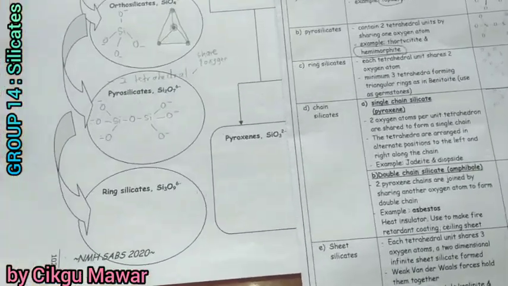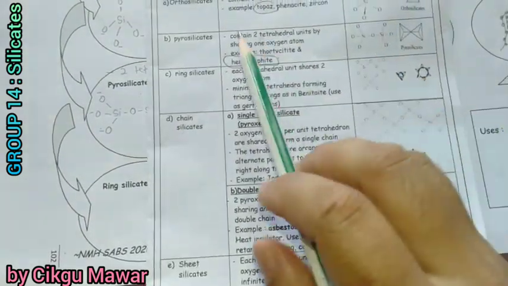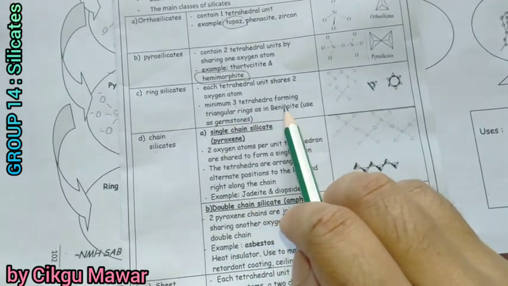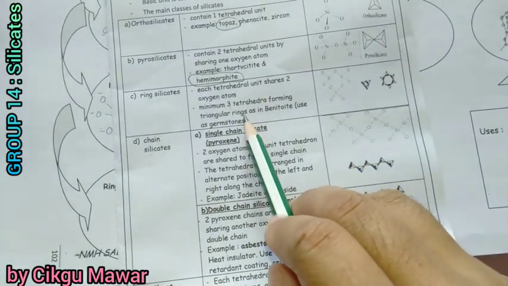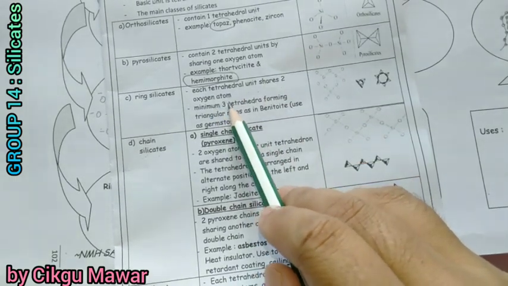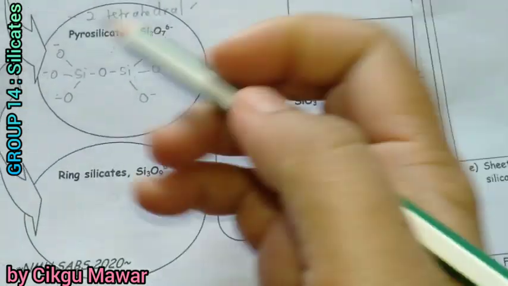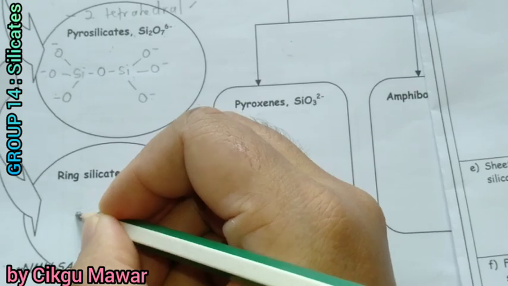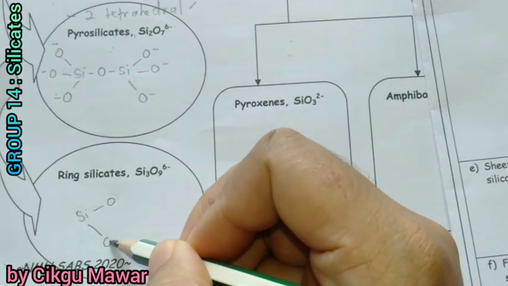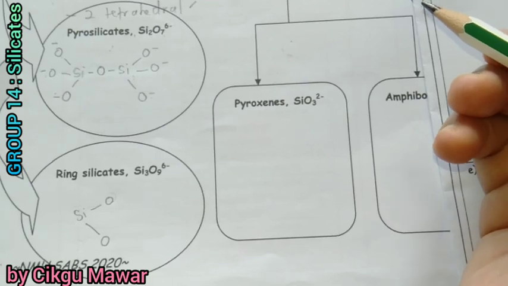Now we take a look at the third primary silicate, which is ring silicate. What is ring silicate? Ring silicate contains a minimum of 3 tetrahedral units which form a ring, where each tetrahedral unit shares 2 oxygen atoms. Let's draw the ring silicate. So it consists of 3 tetrahedral, each tetrahedral sharing 2 oxygen atoms.